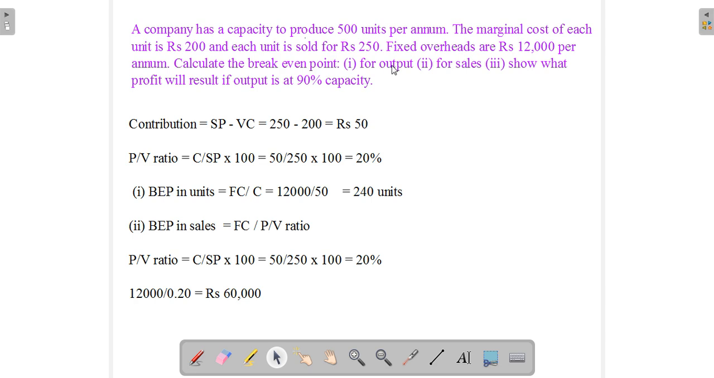So first let's try to answer the first two questions, in units and in value, break-even point. To find the break-even point, first you need to calculate the contribution, and then you need to calculate the PV ratio. Contribution is selling price minus variable cost. Selling price is 250 minus variable cost, contribution. PV ratio is contribution by selling price. So 50 rupees is the contribution divided by selling price, 20%. So you substitute the values and you find the break-even point in units and in sales.